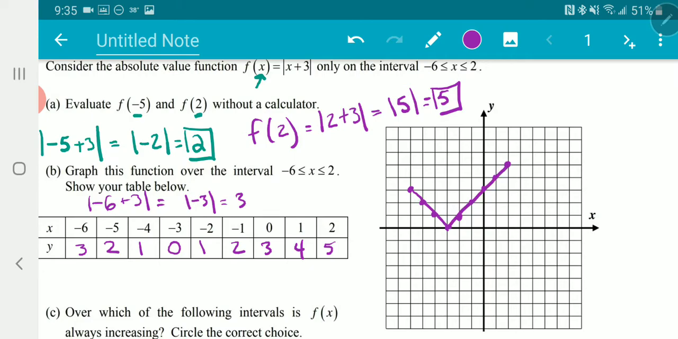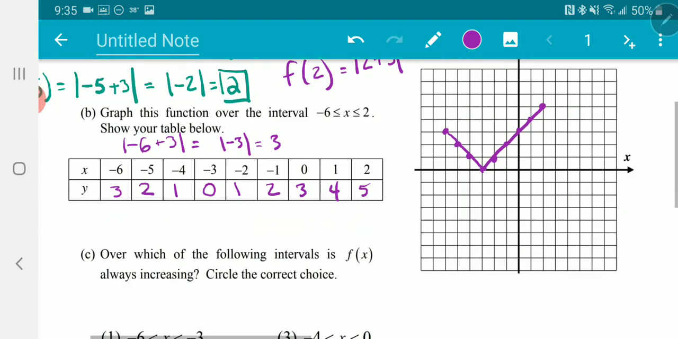They kind of look like a V. That's how I remember them, absolute value. That V in value, that's what your graph is going to look like, a V. Okay, so we've got that graphed. Now let's move on to our part C down here.